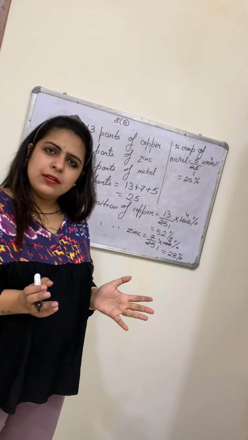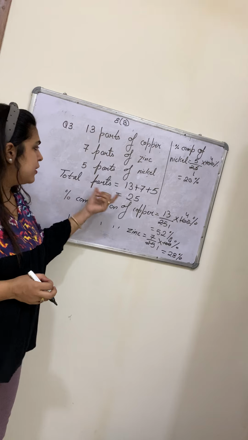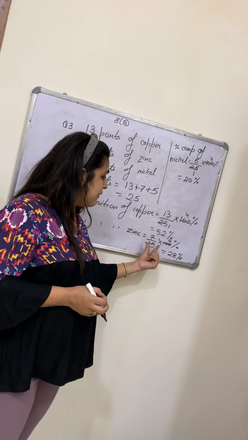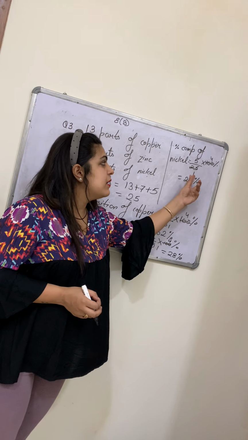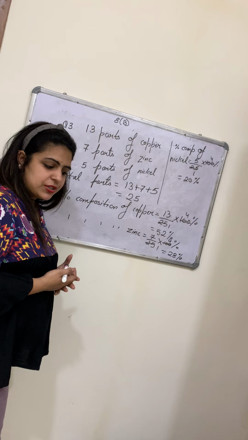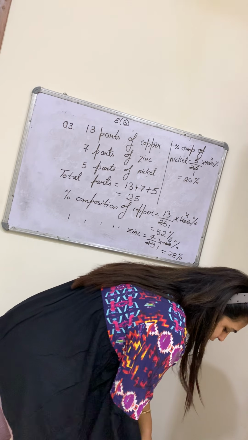A simple one, right? We have first found the total parts, then what is given upon total into 100. You will get your percentage composition. Coming to the next one.